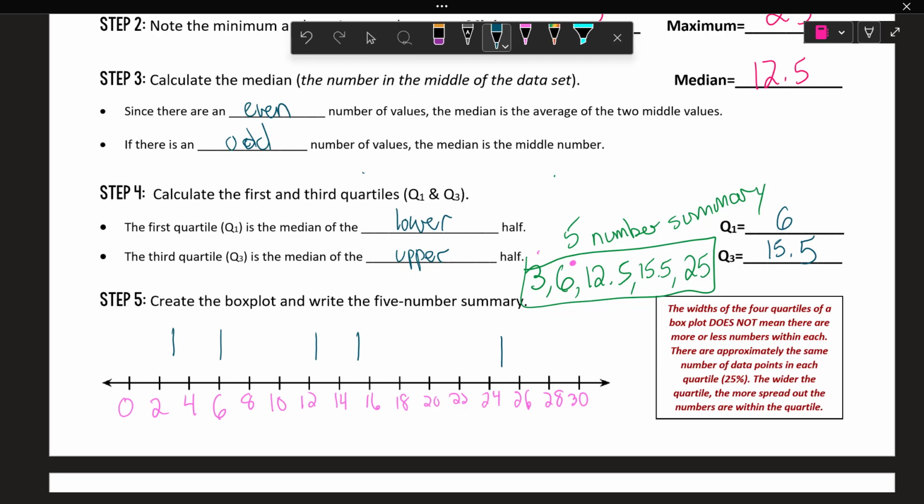Now to complete our box plot, we need to connect the middle 3 to make a box. That's where the middle part of our data is. And then just connect it to the minimum and the maximum. So again, that's the minimum, that's Q1, that's the median, Q2, and the maximum.